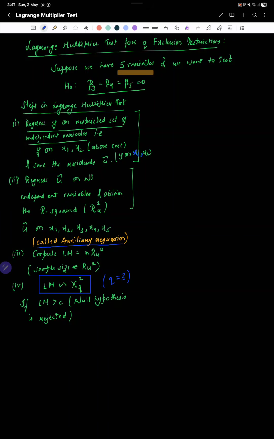If LM is greater than c, then the null hypothesis is rejected. Otherwise, we fail to reject the null hypothesis.